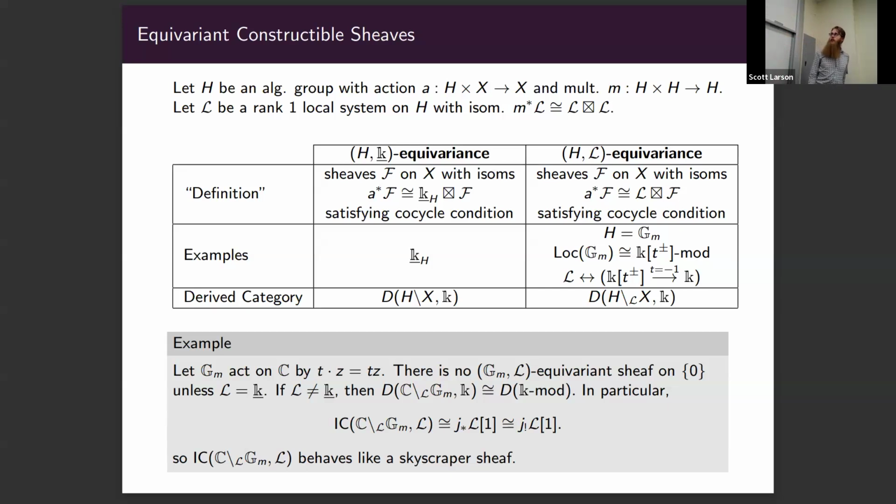Well, local systems on G_m are just going to be representations of the integers. And we can take the representation of the integers that maps 1 to minus 1, or in this case, I have t plus and minus, and it maps t to minus 1. And this defines a character of the group algebra there and defines a multiplicative local system. So using this general philosophy that local systems on a space are equivalent with representations of their fundamental groups, we can associate a multiplicative local system. And this itself is equivariant with respect to itself.